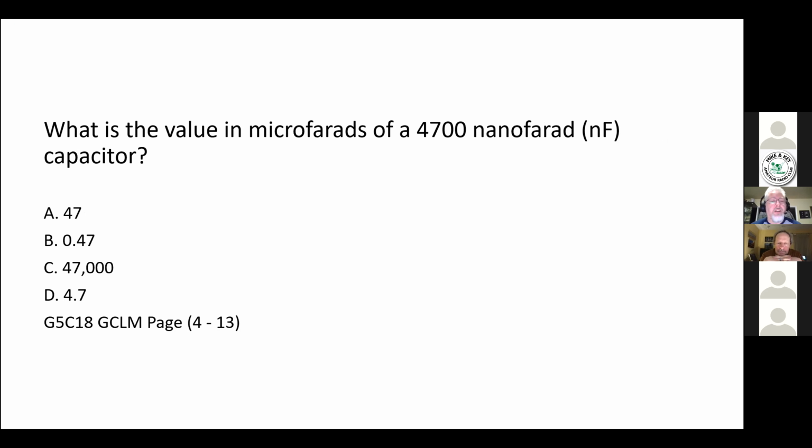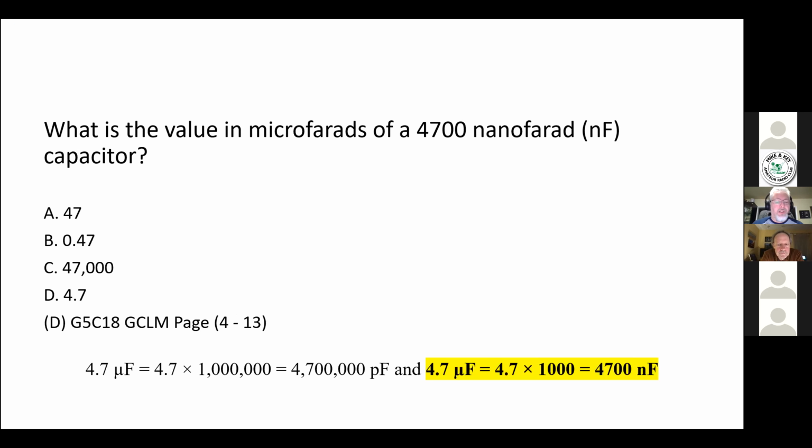What is the value in microfarads of a 4,700 nanofarad capacitor? A, 47, B, 0.47, C, 47,000, or D, 4.7? Delta. Delta is correct.